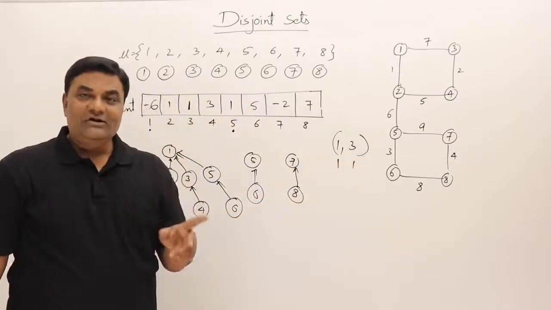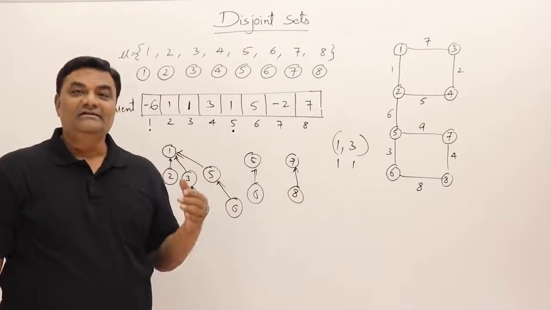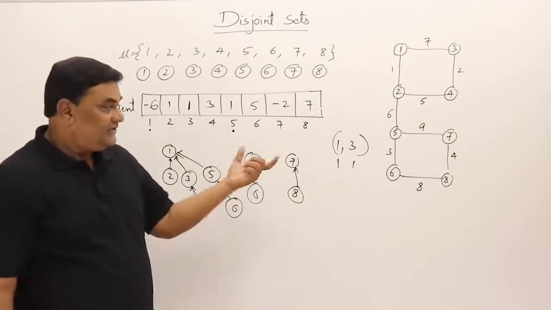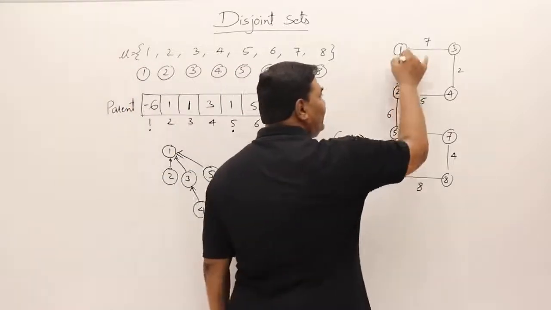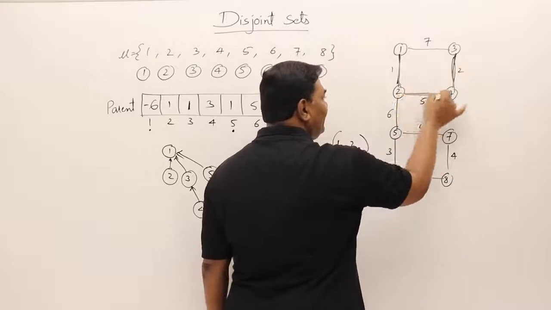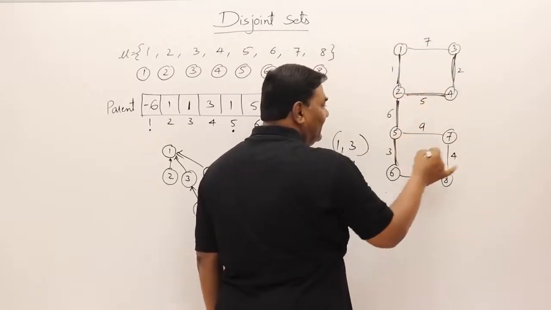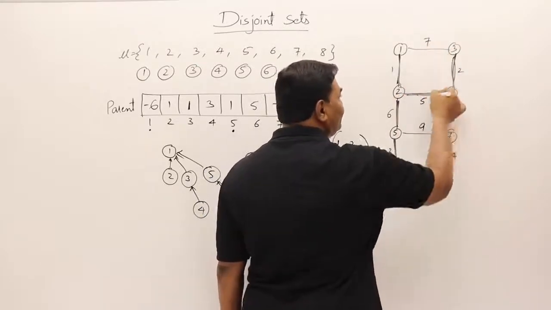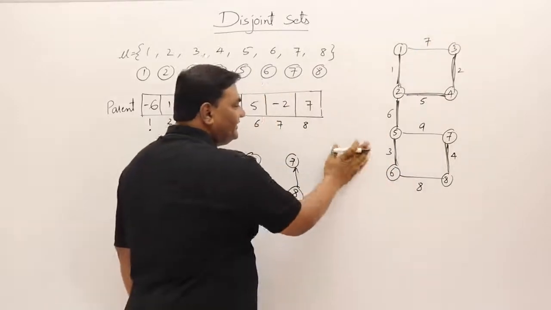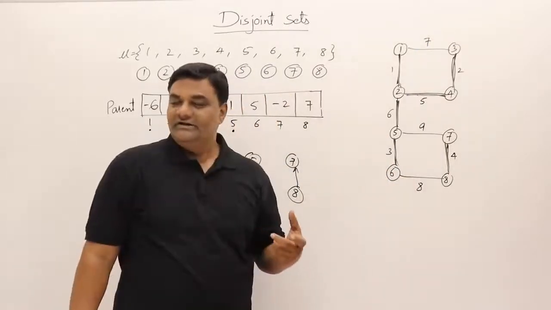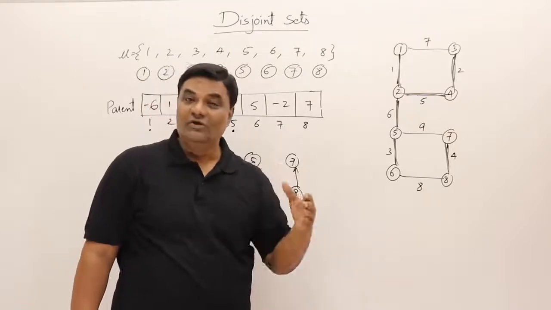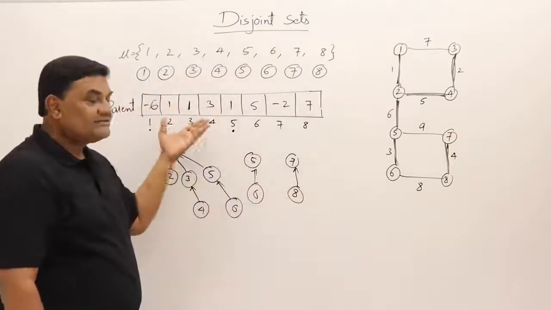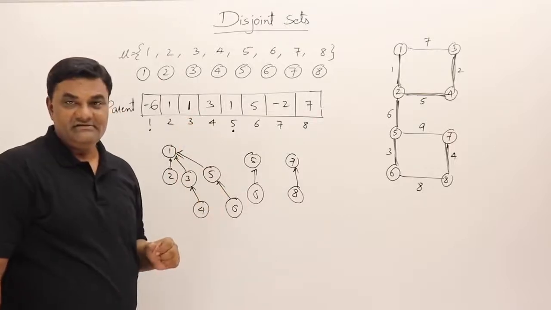So it means they belong to the same set and it's a cycle. If you include 1, 3, it will form a cycle. See, so far we included these edges, right? If we include 1, 3, this will form a cycle. So don't include this one. That's how, for the inclusion of any edge, whether it will form a cycle or not, we can know with the help of these disjoint sets.